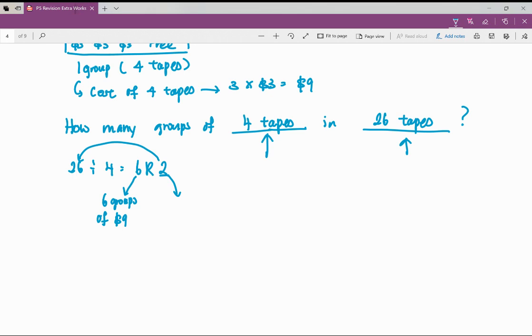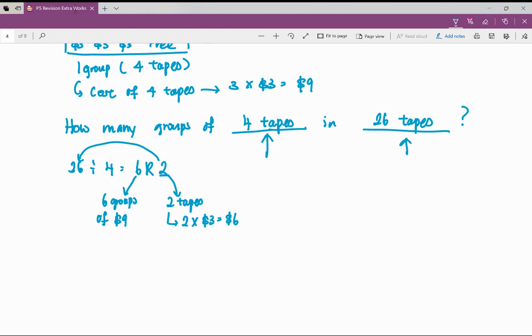So these 2 actually means there are 2 tips here left over. There's not in the 6 groups. Okay, so these 2 tips I cannot buy in groups of 4. So I have to buy them individually, and I know that each tape on its own costs $3. So that's 2 times $3, that is $6.